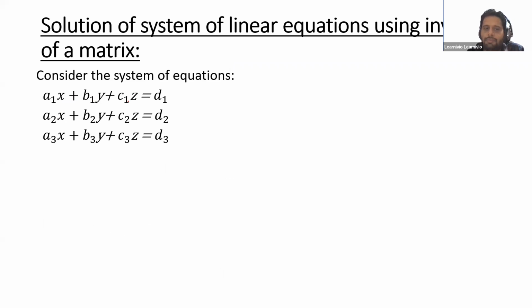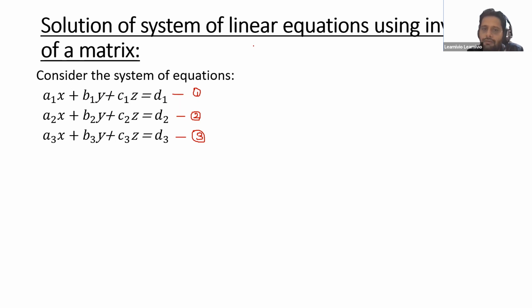a1x plus b1y plus c1z is equal to d1, a2x plus b2y plus c2z is equal to d2, a3x plus b3y plus c3z is equal to d3. These are three equations. This is the first equation, this is the second equation, and this is the third equation. Here a1, b1, c1 are constants, x, y, z are variables. d1 is also a constant.